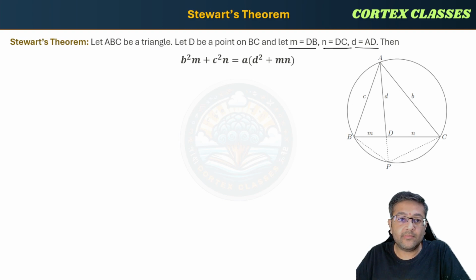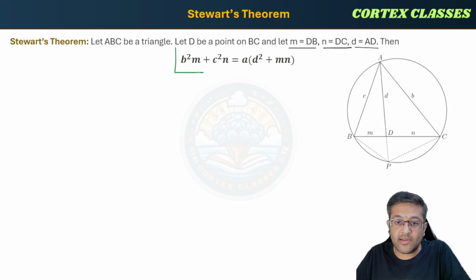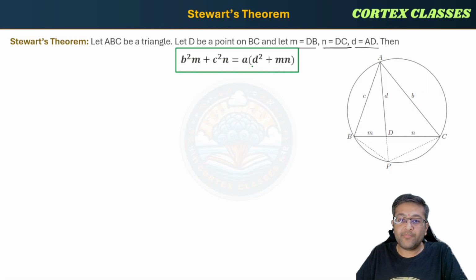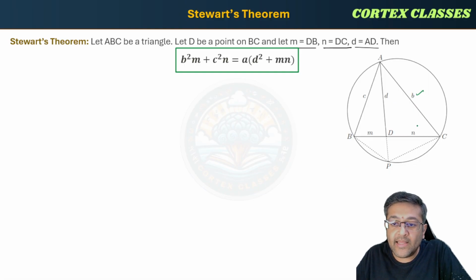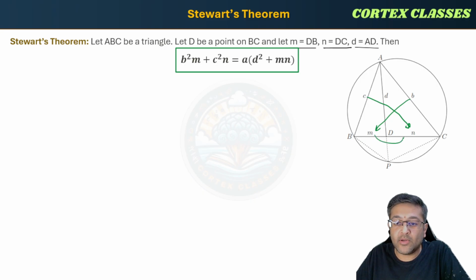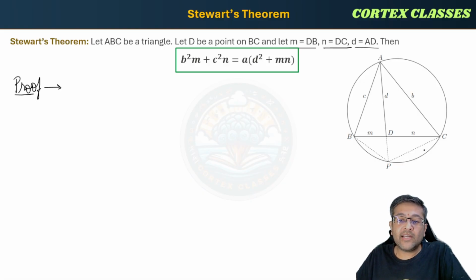You can see here, just a second. So this is our relation that we need to prove, and this is the statement that Stewart's theorem states: b square m, that is the square of the side AB into this side. देखो कैसे हो रहा है, b square into m plus c square into n is equal to a times, that is the side BC, times d square, AD का square, plus m into n. इन दोनों का product हो जा रहा है, right? This is how it is stated. Okay, now let us prove this theorem. Very interesting way to prove. Let me provide you with the proof, so you'll be able to understand it better.